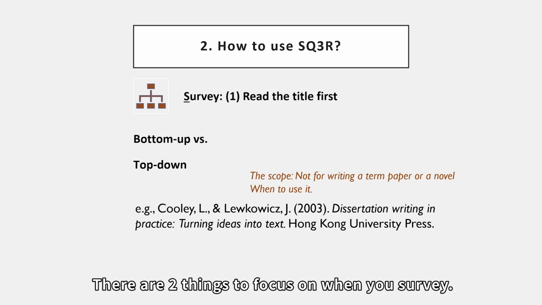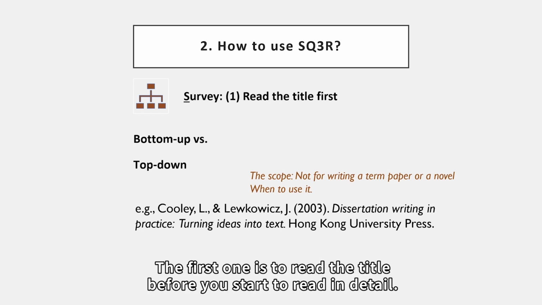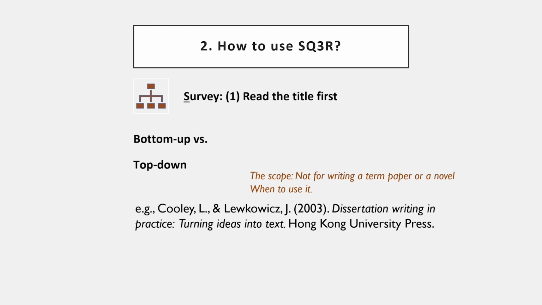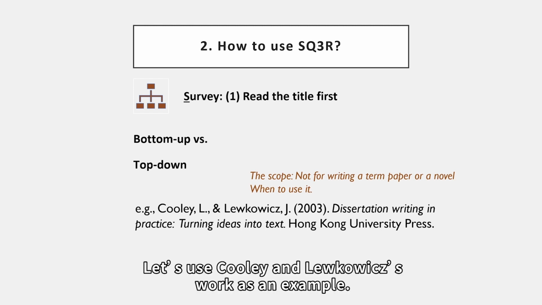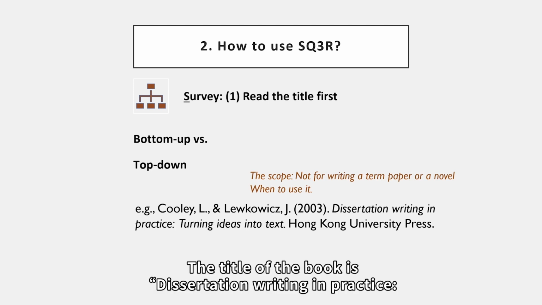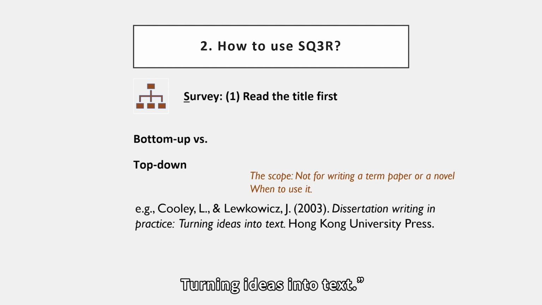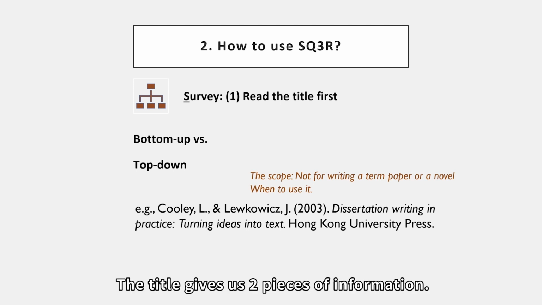There are 2 things to focus on when you survey. The first one is to read the title before you start to read in detail. Let's use Cooley and Lewis-Whitworth as an example. The title of the book is Dissertation Writing in Practice, Turning Ideas into Text. The title gives us 2 pieces of information.